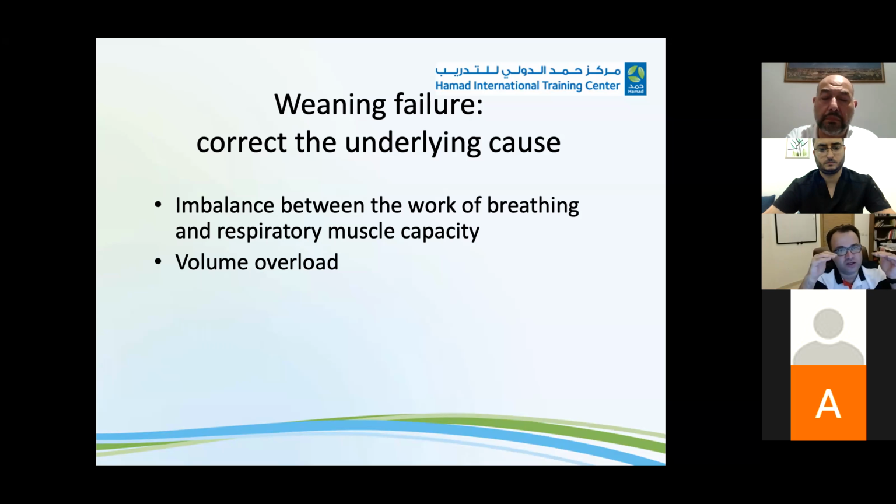If you think that their CO2 is rising during the spontaneous breathing trial, you should see that the oxygen saturation is decreasing, because you remember that hypoventilation is one of the causes of hypoxemia. So if it's a significant hypoventilation, you should see some drop in the saturation. Number two, you should see some change in the level of consciousness. Number three, you see accessory muscle usage or abdominal breathing. If you don't see any of that, then there is no reason to do a blood gas.